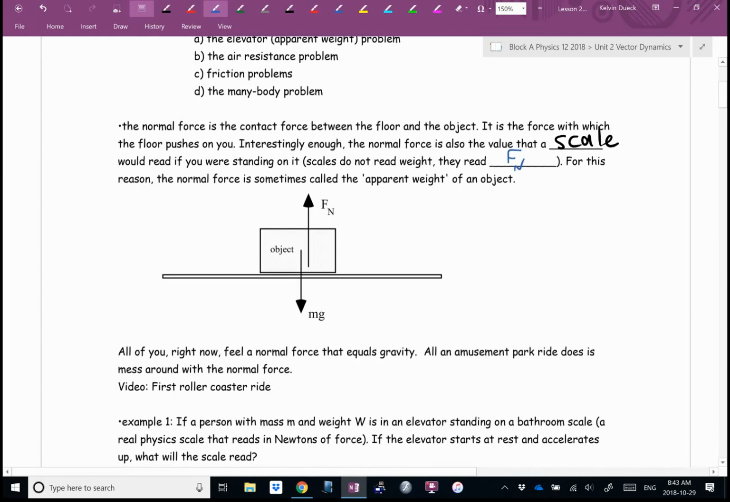And for this reason, the normal force is also called the apparent weight of an object. Your actual weight is mg, but the weight that you feel is the normal force. That's why you're able to feel heavier or lighter on an amusement park ride. We haven't mucked around with gravity. We're not God. We can't control the universe or anything like that. We can change the normal force. So all of you right now feel a normal force that equals gravity. All an amusement park ride does is mess around with the normal force. Put your pencils down and look up.